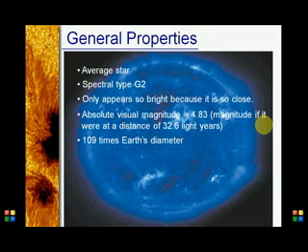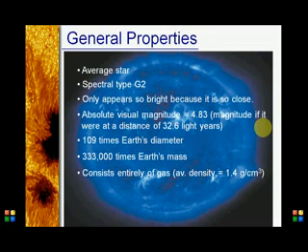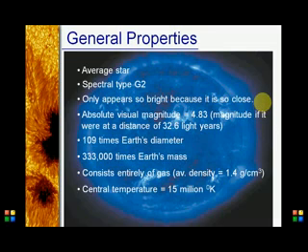The Sun is 109 times the Earth's diameter, and it's 333,000 times the Earth's mass. It consists entirely of gas with an average density equal to 1.4 grams per cubic centimeter. The central temperature of the Sun equals 15 million degrees Kelvin, and the surface temperature is 5,800 degrees Kelvin.